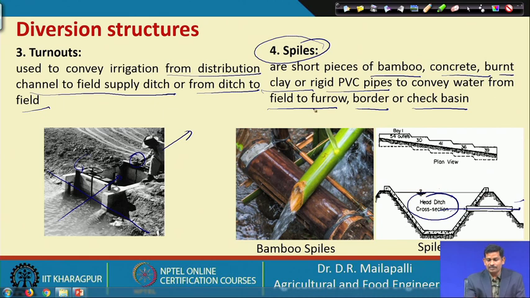We are going to talk about these furrow, border, and check basin methods. These are the surface irrigation methods. In order to convey water from the water courses or field channels to the field, these spiles are really helpful.